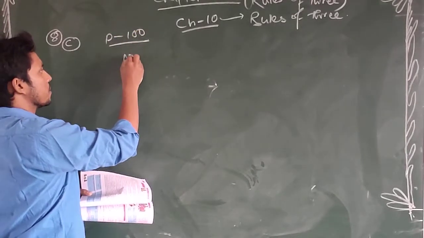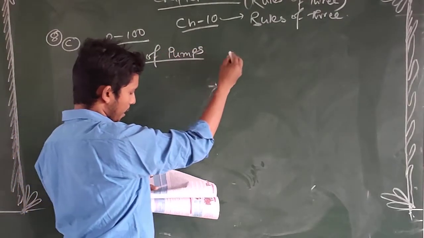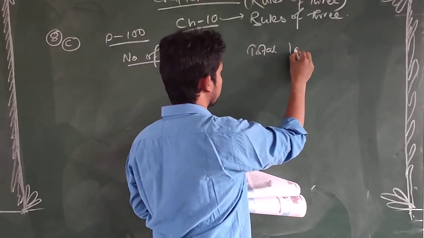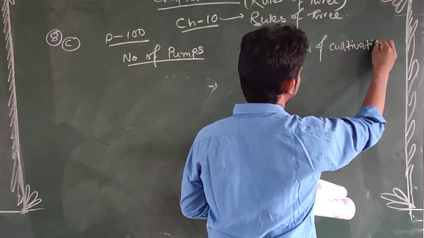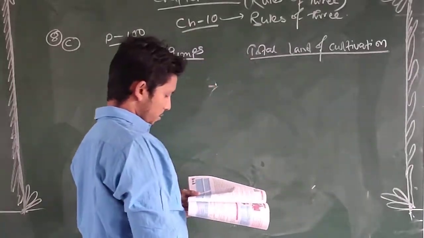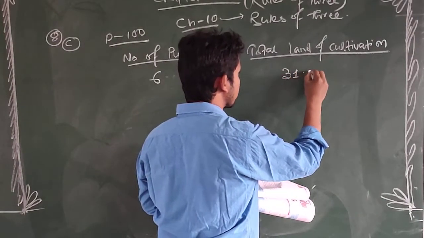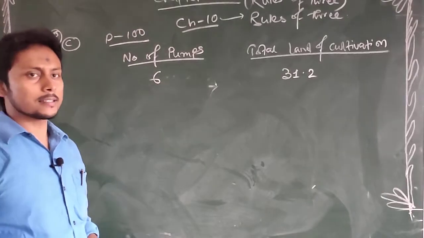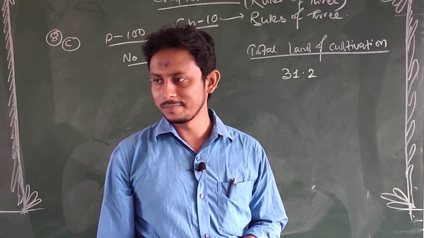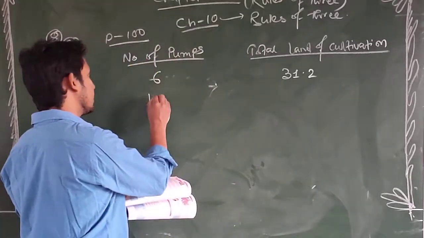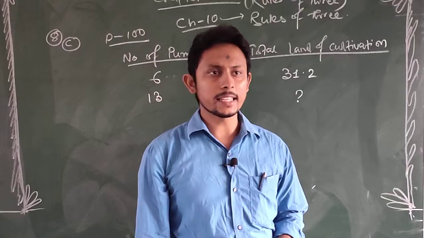So there it is, number of pumps, and total land of cultivation. So 6 pumps are there and 31.2, maybe it is in hectare or in acre. Okay, so 6 pumps can give water to 31.2 hectare of land, and then 13 pumps can give water in how much land?